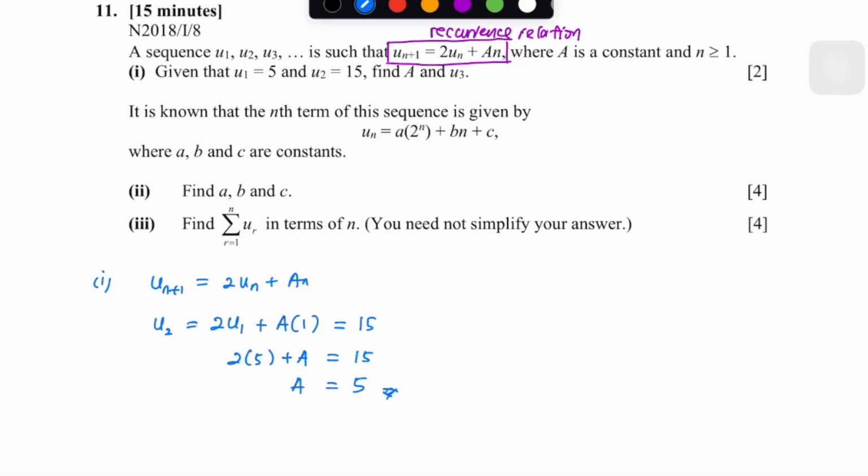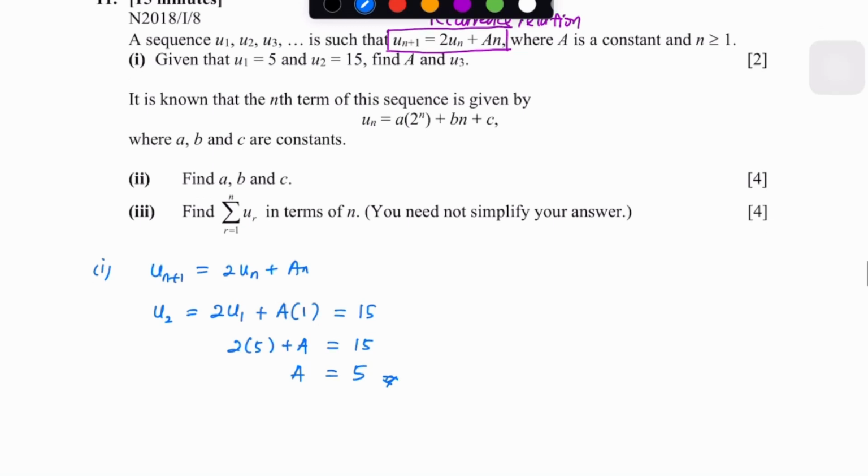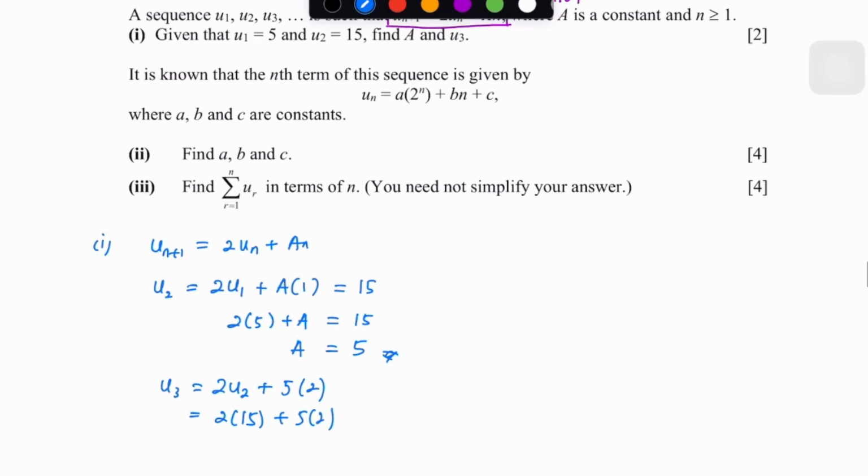Because of this, let's look for the third term. This would be 2 times the previous term plus A times n. n for this case is 2, A is 5. So this will be 2 times 15 plus 5 times 2, which would be 40.